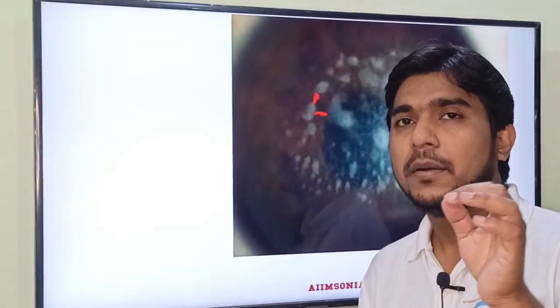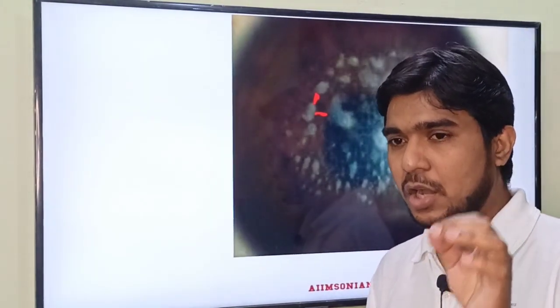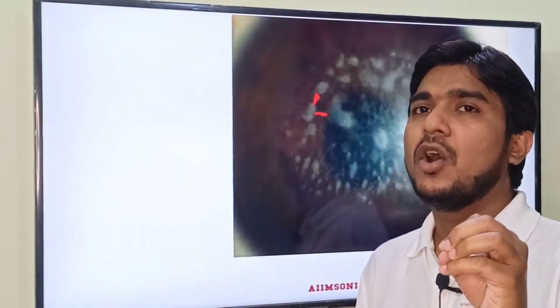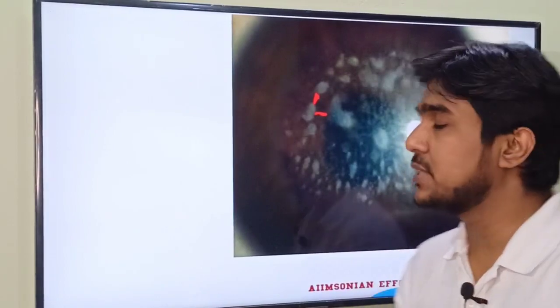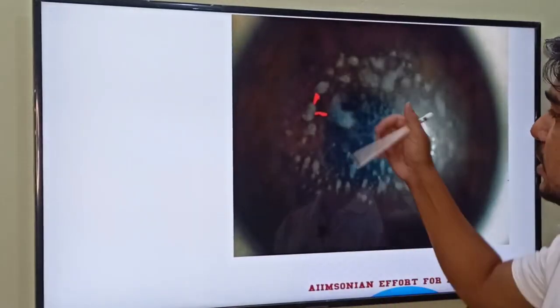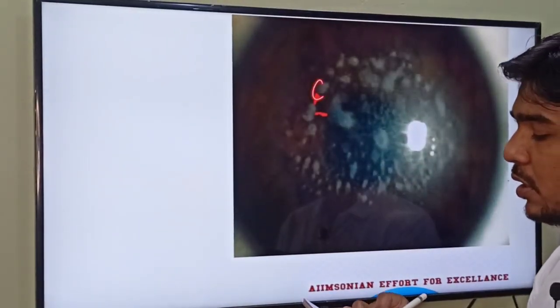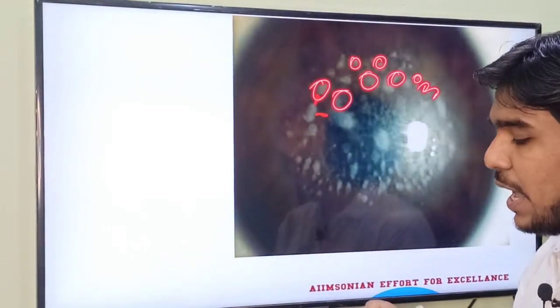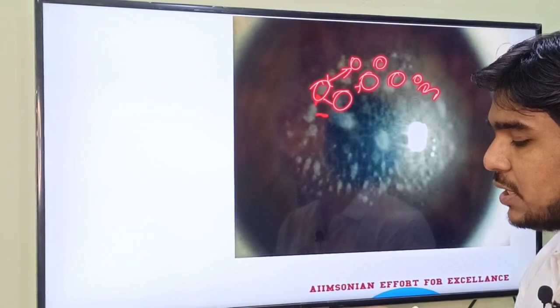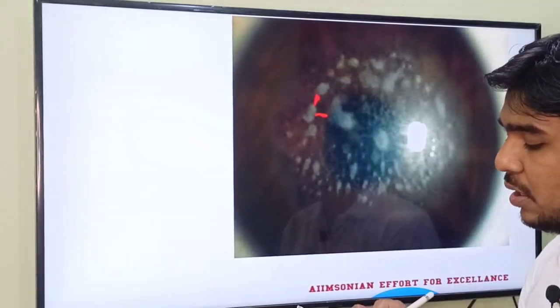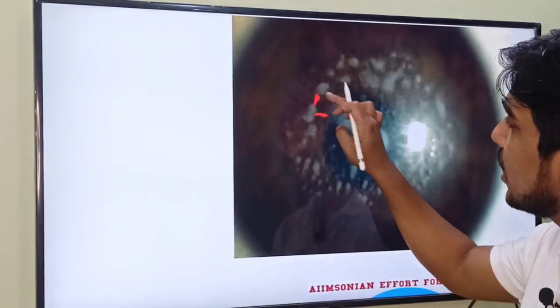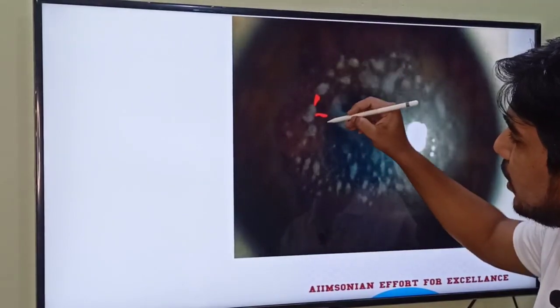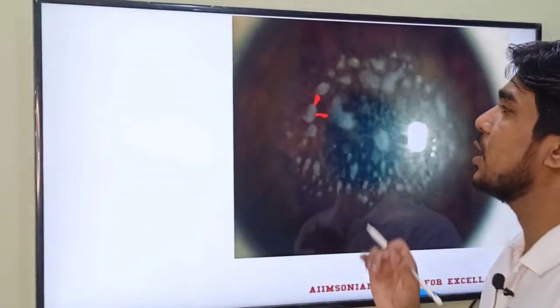Whether the particular opacity is discrete or coalescent. Here, these opacities are the discrete opacities, and the distance between them, the spacing, is very clear.